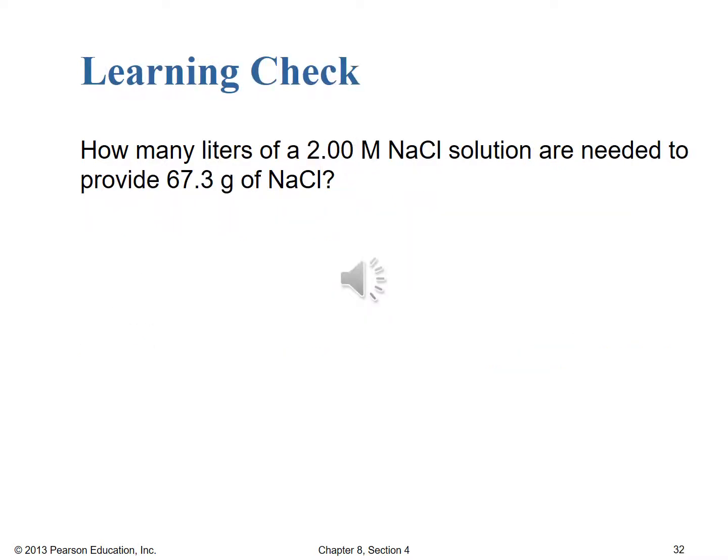Okay, let's try another learning check. Make sure that either you really do understand it or give you another chance to get it. This time we're asked how many liters of a 2.00 molar NaCl solution are needed to provide 67.3 grams of NaCl. So go ahead and pause the video here. Make sure that you are looking at your potential conversion factors, using that concentration as a conversion factor to arrive at the correct answer. Once you think you've gotten there, go ahead, start back up. We'll check our work and hopefully we end up at the same correct place.